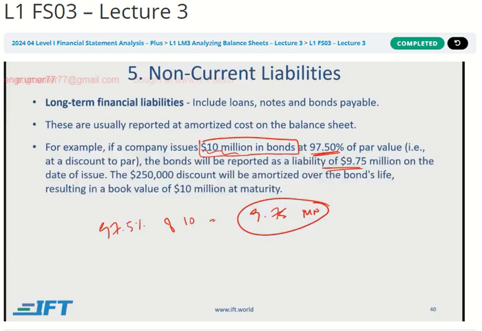Now, naturally, at maturity, you have to pay out 10 million because that is the face value. So eventually you will amortize it. The liability will be amortized slowly over whatever the bond's life is, and you will bring it to 10 million at maturity. So this is the long-term financial liabilities treatment for your balance sheet.